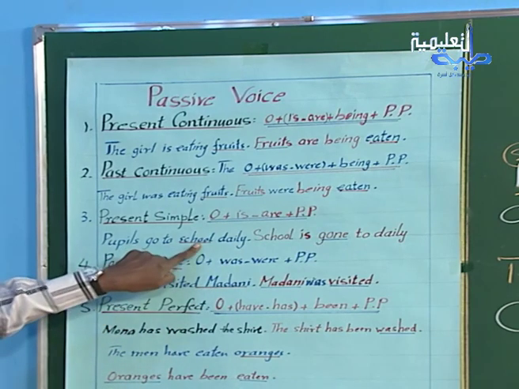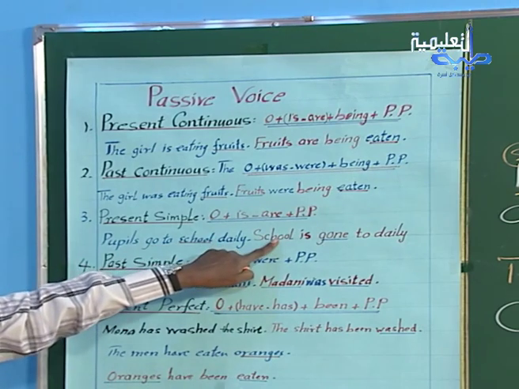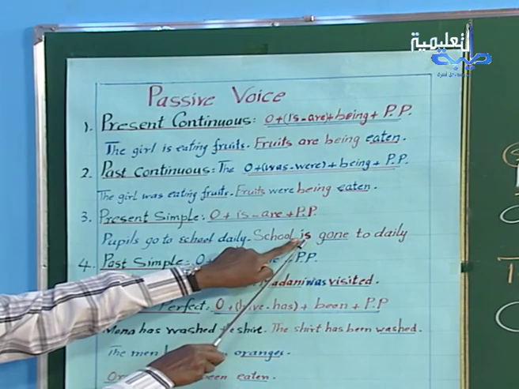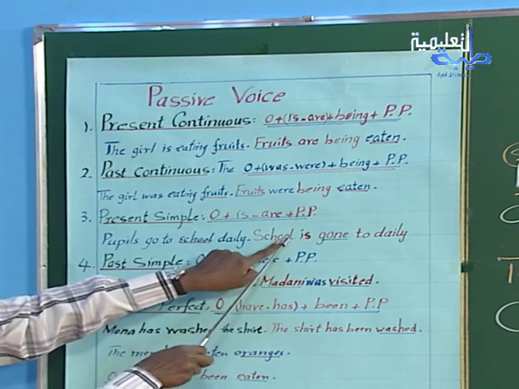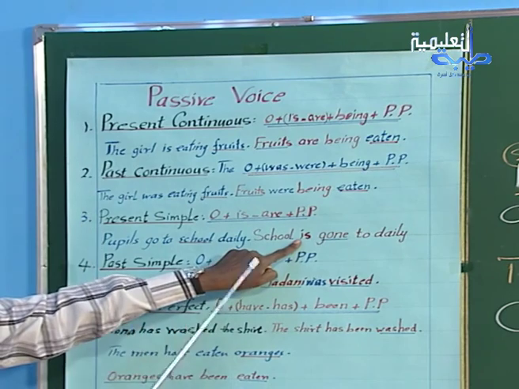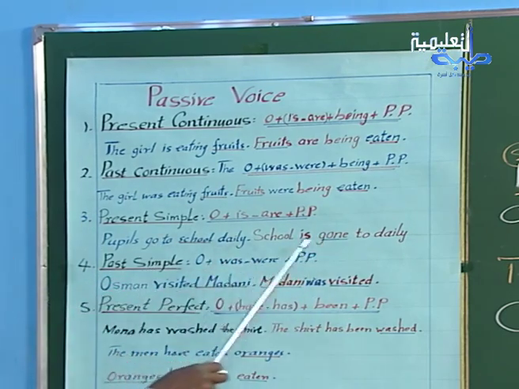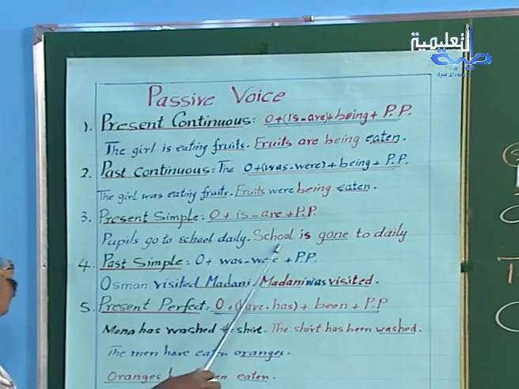Here, the object is school. So we started with school. Here, this is the object. We add is because this is singular. School is singular, so we say is. The past participle of go is gone. So we say school is gone to daily.